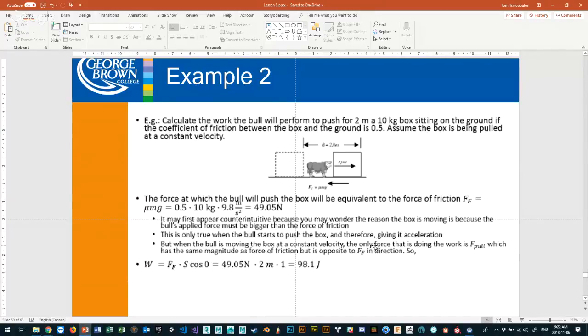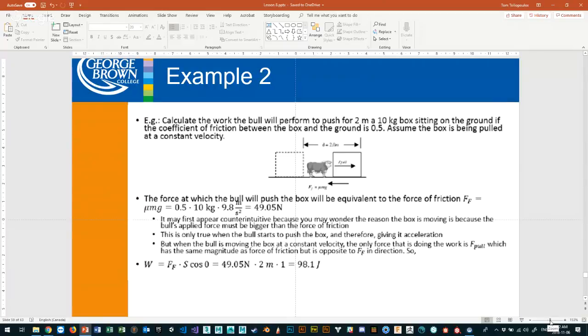It may first appear counterintuitive, because you may wonder why the box is moving. The bull's applied force must be bigger than the force of friction, right? And this is only true when the bull starts to push the box, giving it acceleration. But when the bull is moving, the box is at a constant velocity, and the only force doing the work is the force of the pull.